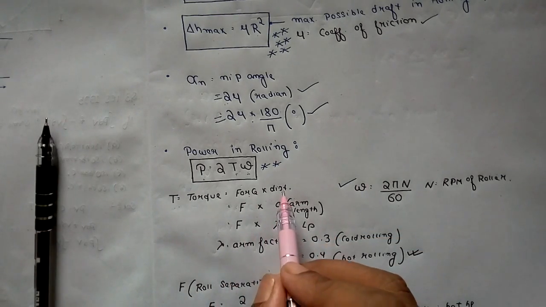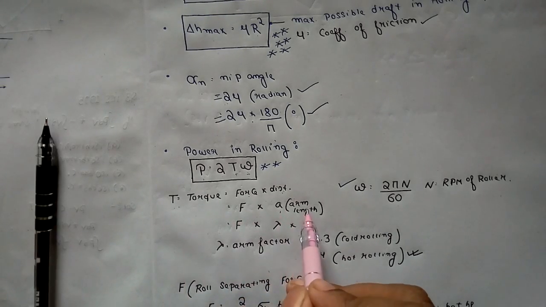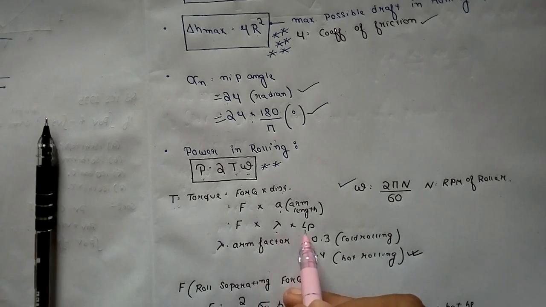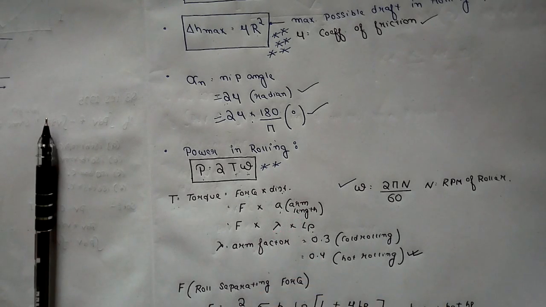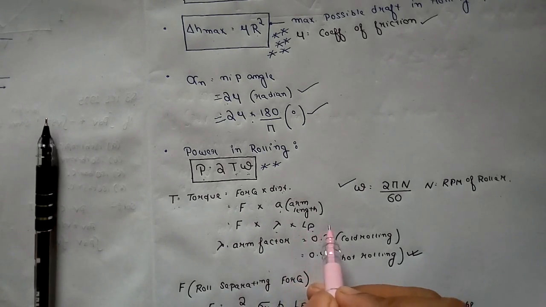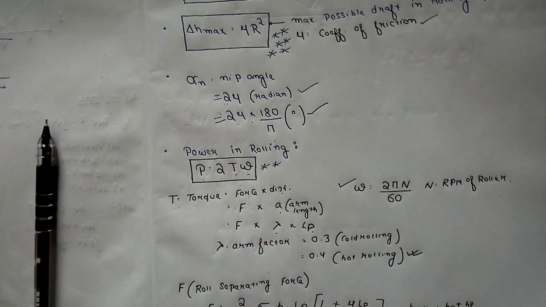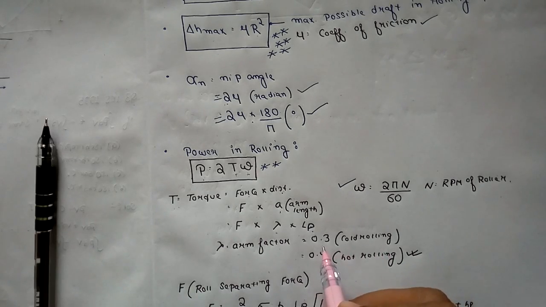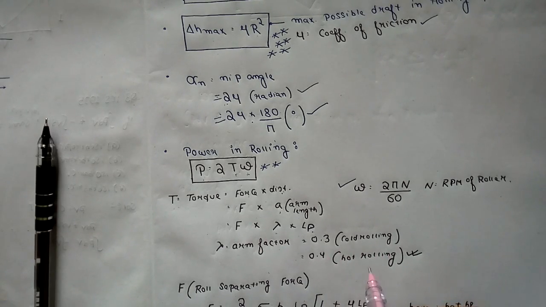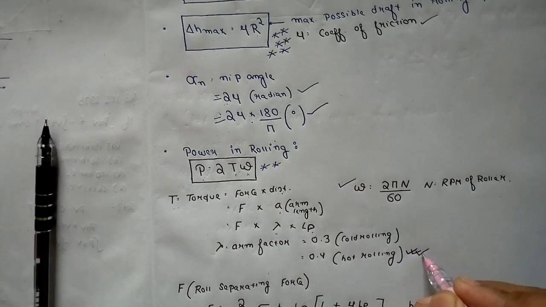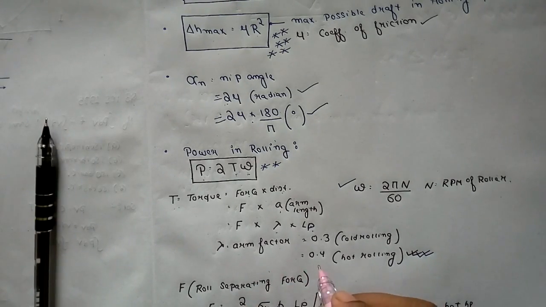Now just remember that the distance here is a, which is the arm length. So what is the arm length? Just remember that arm length equals lambda into Lp, where Lp, as we already saw, is the length of the arc, or the length of the deformed zone. Its formula is root over R delta h. And lambda is the arm factor, which is either 0.3 or 0.4. If the question says it is a case of cold rolling, then use 0.4. If it says this is hot rolling, then use 0.3. If nothing is mentioned about hot or cold, always consider it hot rolling, and the lambda value will be 0.3.